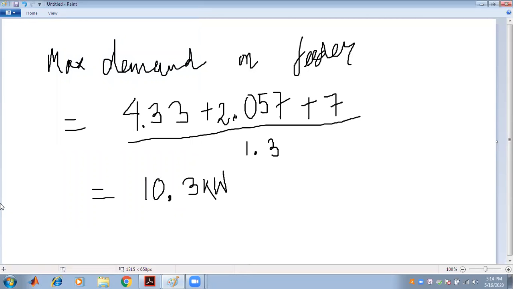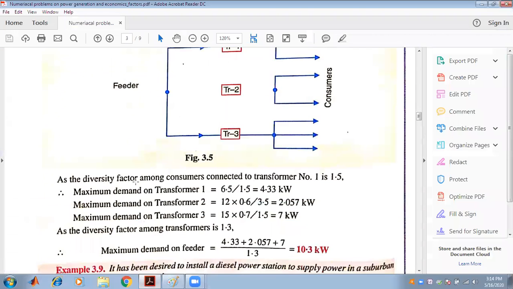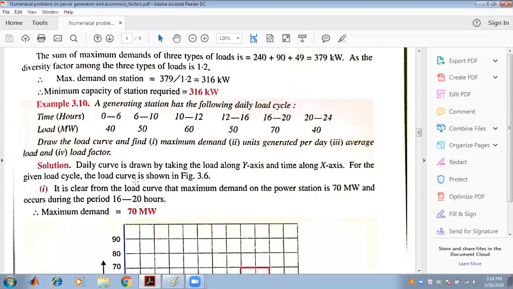So we have solved a problem. Now we will go for the next problem. Our next problem is that a generating station has the following daily load cycle. It is given the time and the load, time in hours and load in megawatt.